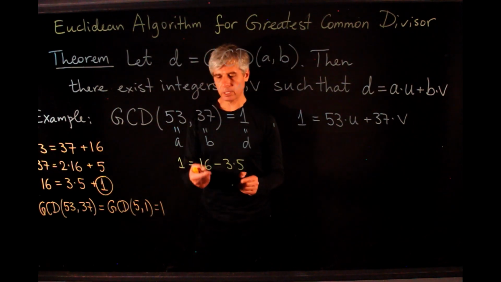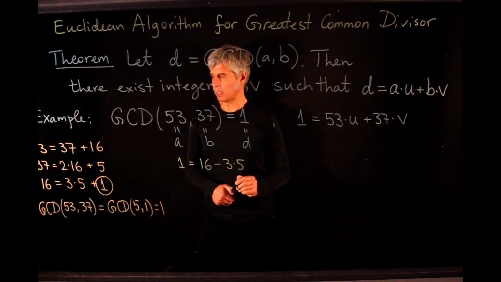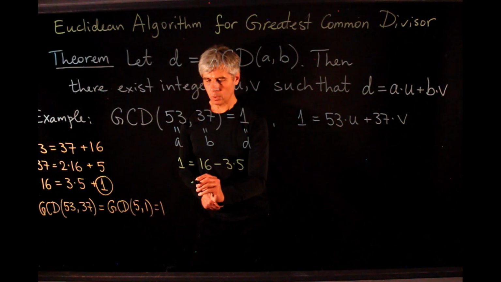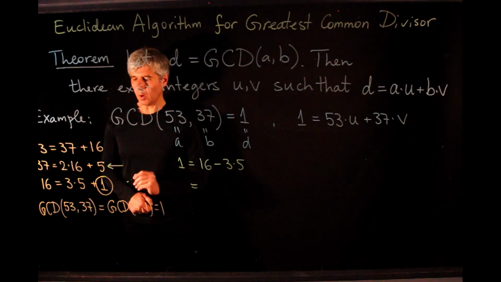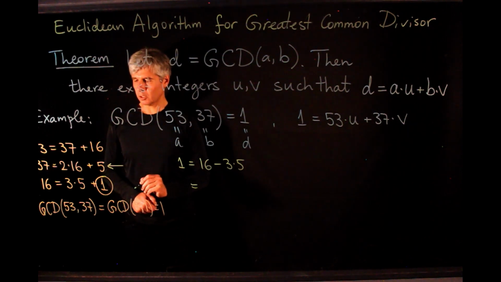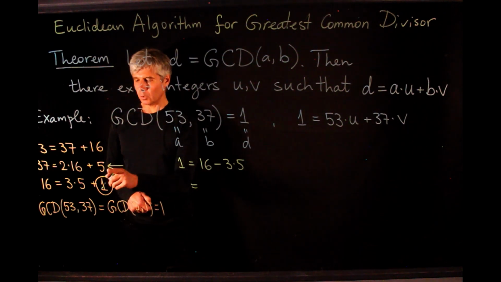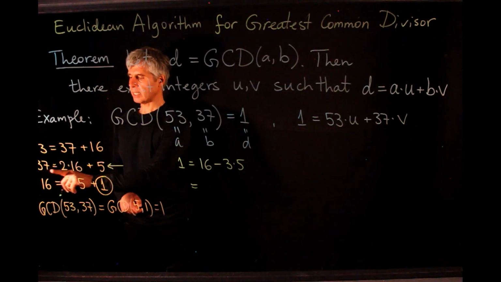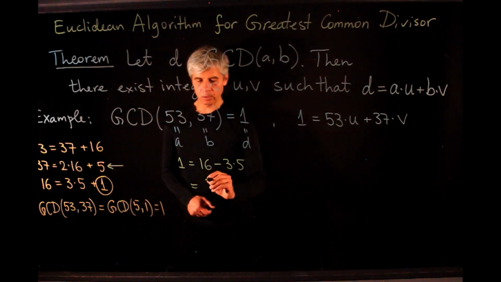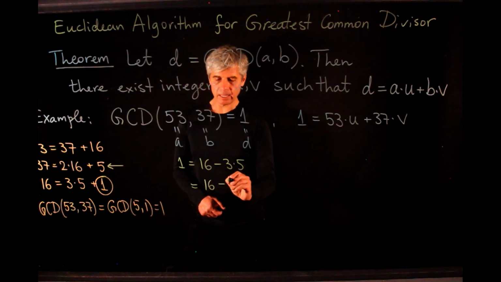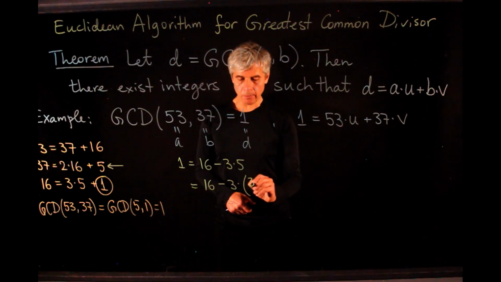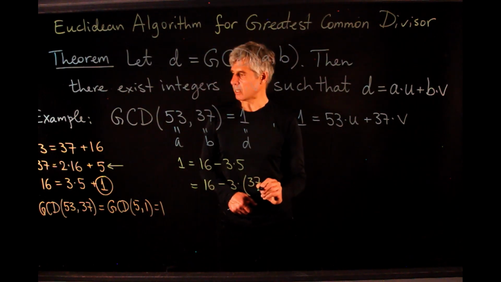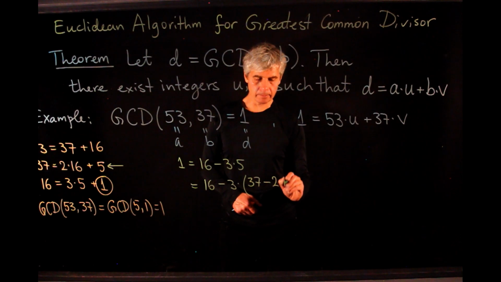Well, that's true. 16 minus 3 times 5 is equal to 1. So then we go up in this chain of equalities. Here we can write down 5 as 37 minus 2 times 16. So we get 16 minus 3 times, instead of writing 5, we'll write 37 minus 2 times 16.